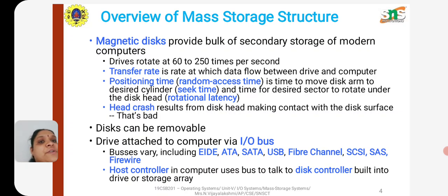Overview of mass storage structure. Magnetic disks provide the bulk of secondary storage of modern computers. Drives rotate at 60 to 250 times per second, and we have to speak about the transfer rate. It's the rate at which data flows between the drive and computer. Positioning time is the time to move the disk arm to the desired cylinder and the time for the desired sector to rotate under the disk head. And disks can be removable. Drives are attached to the computer via an input-output bus.